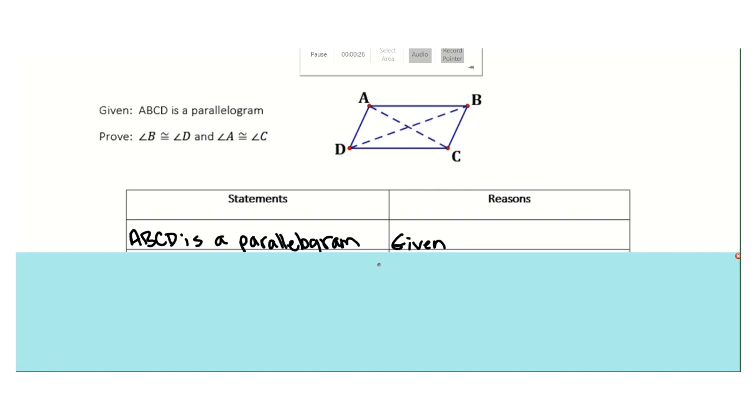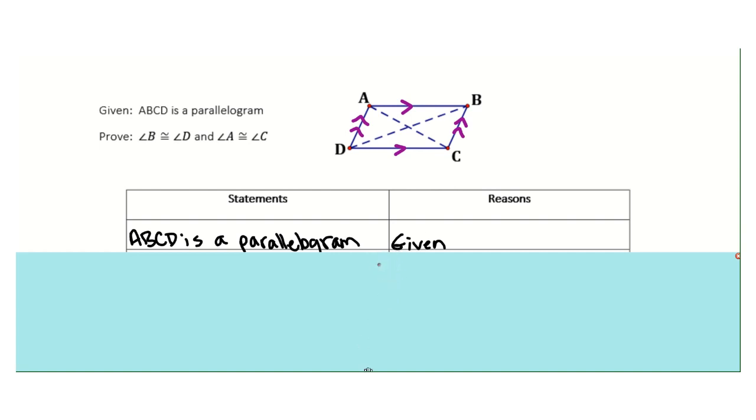So now let's look at another parallelogram. In this parallelogram, well, first of all, they tell me it is a parallelogram. So here I have parallelogram ABCD is in fact a parallelogram. So that means that this line segment is parallel to this line segment, and this line segment is parallel to this line segment. That's what we know because it's a parallelogram. So that's given.